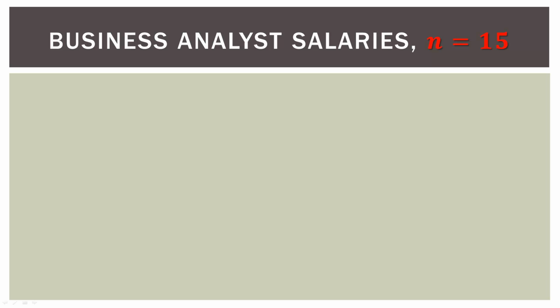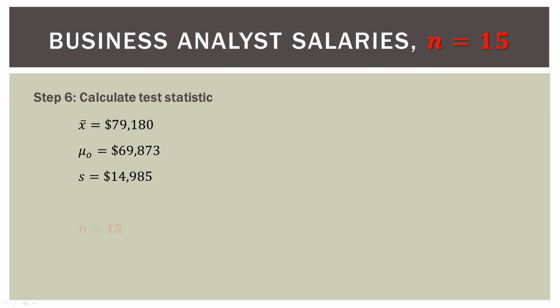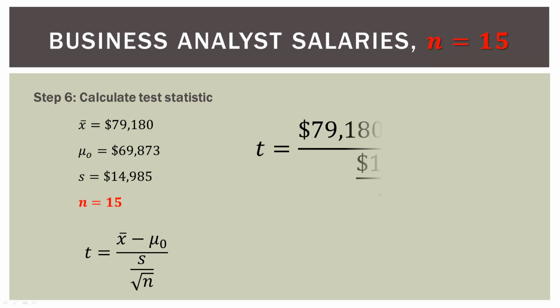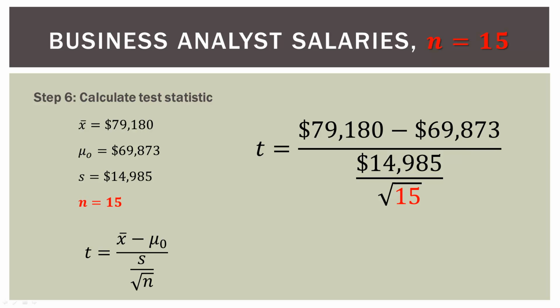Now let's do the same problem, but change the sample size. So we're going to go from a sample size of 12 to a sample size of 15. Let's see what happens. Everything else is the same. Sample mean is the same, hypothesized mean is the same, deviation is the same, just the sample size has changed. So we'll go ahead and substitute all that into this formula. Now we have a t-statistic of 2.41. So that is our test statistic.